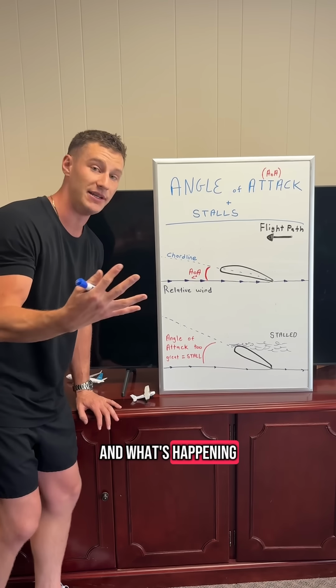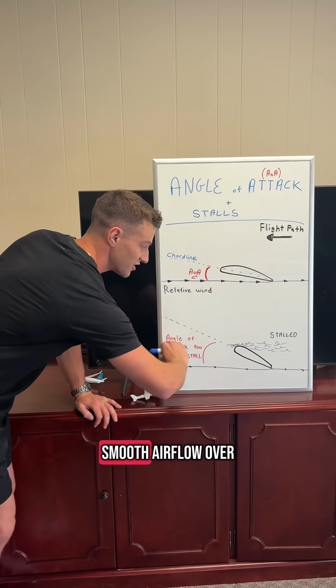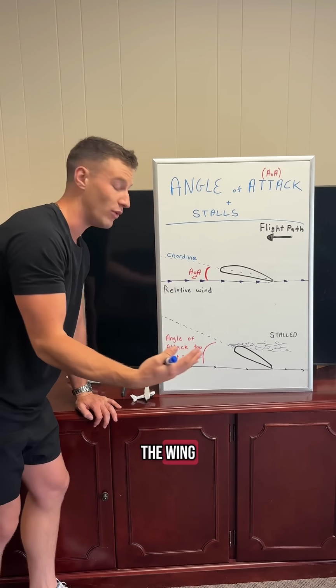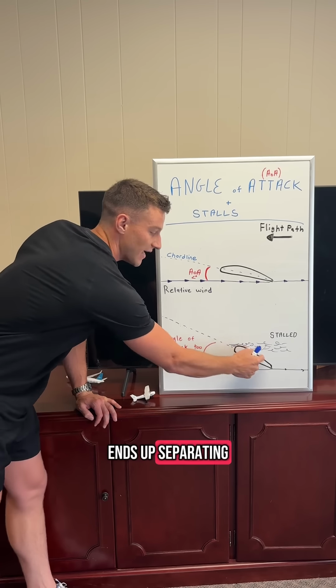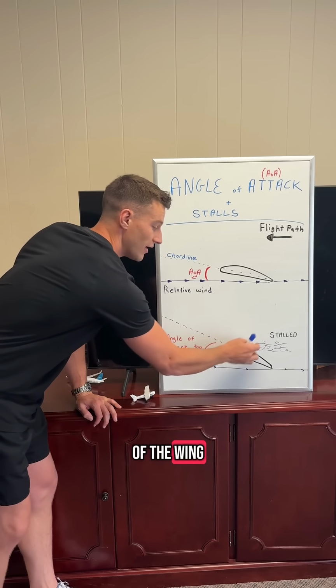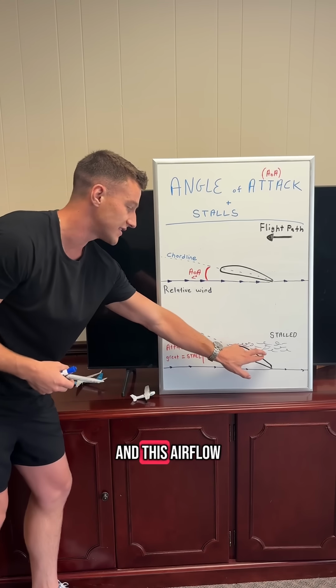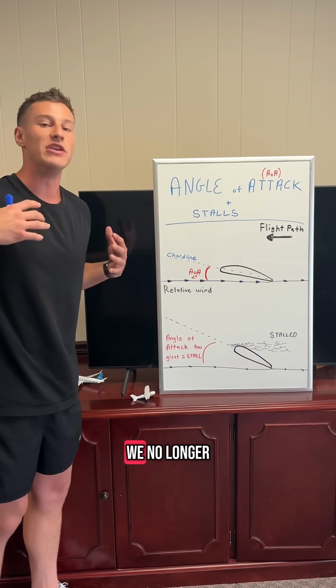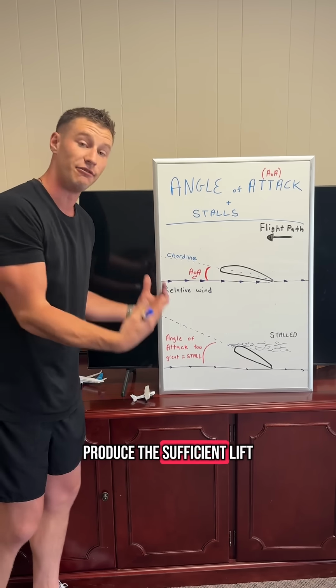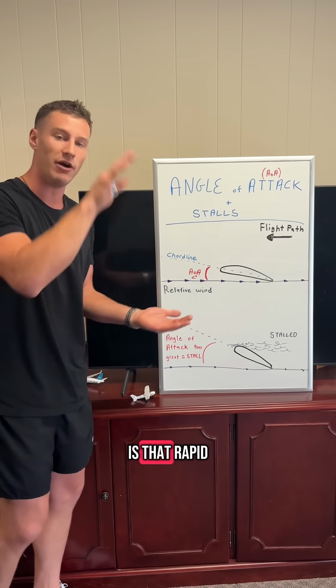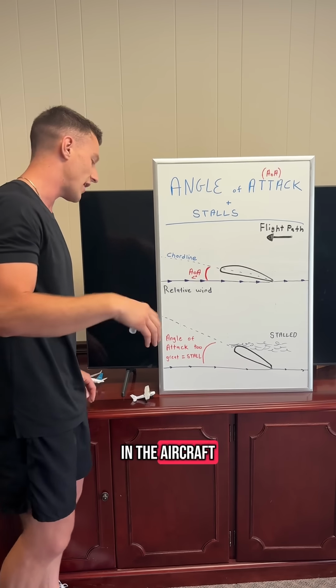And what's happening here is the smooth airflow over the top of the wing ends up separating from the top of the wing, creating microturbulent disruption on the top of the wing, and this airflow gets separated and we no longer produce sufficient lift, and so a stall is that rapid loss of lift in the aircraft until we recover.